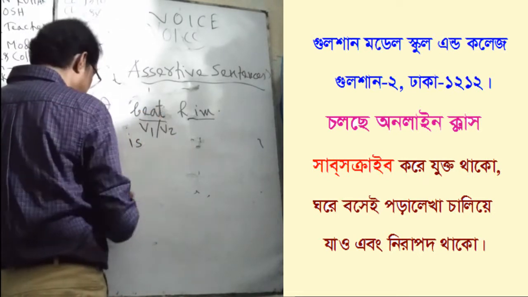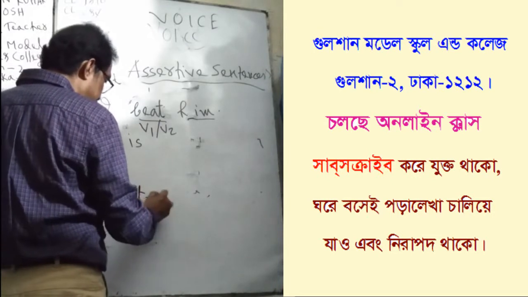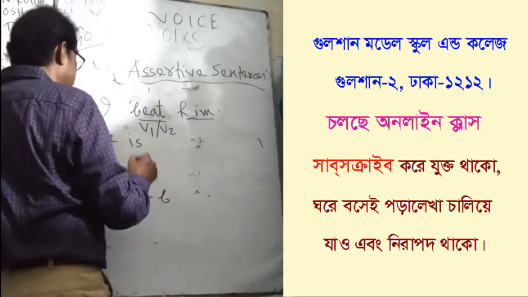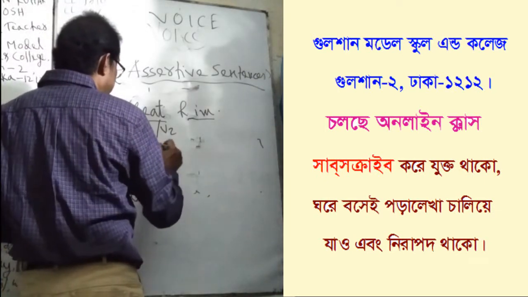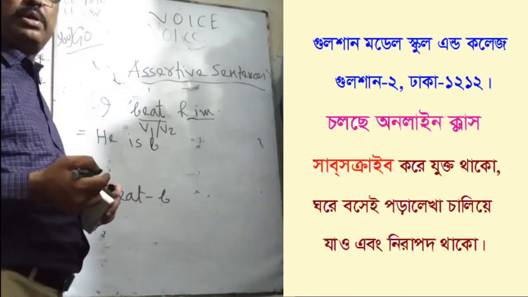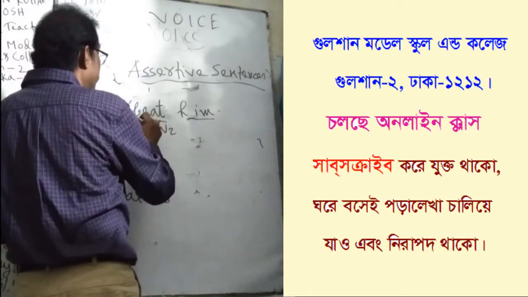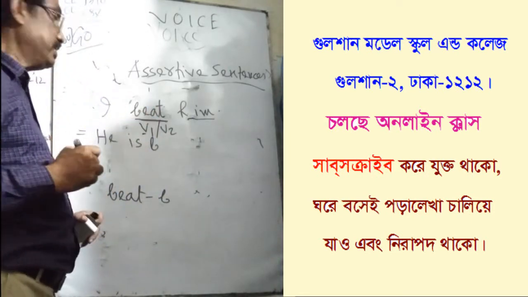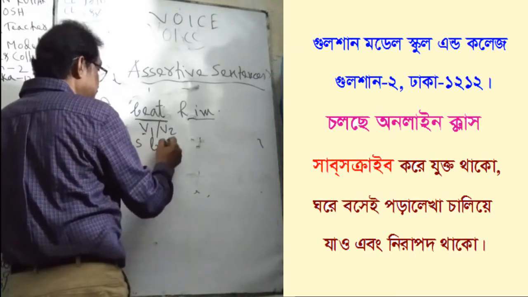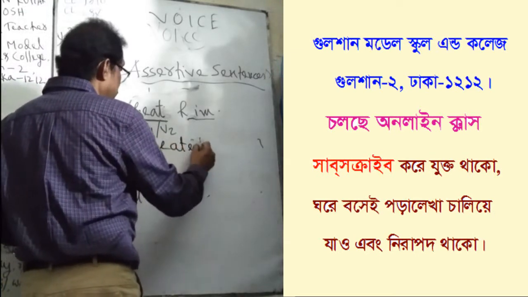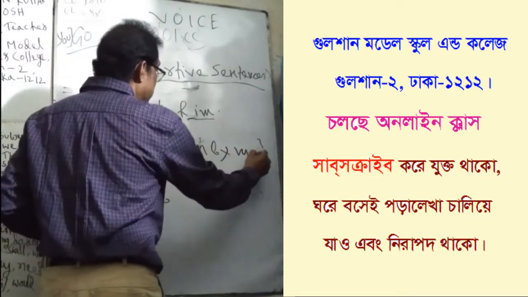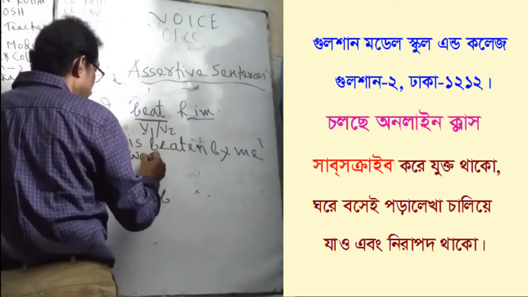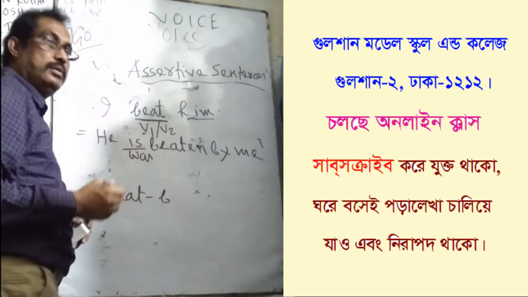If you treat it as present indefinite, it will be is. Because the conjugation of beat is beat, beaten, beating, beats. What will be the B3 of B1 or B2? If you think that beat is present indefinite tense, then it will be is, and beat will be beaten. He is beaten by me. And if you think it is past indefinite tense, it will be was. He was beaten by me.